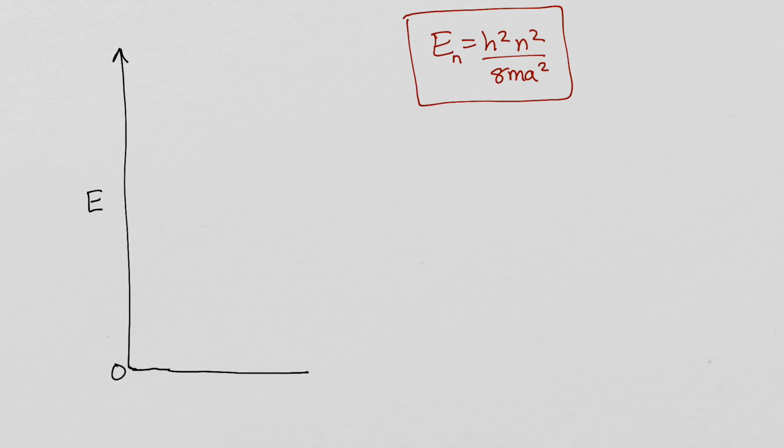Okay, so let's look a little bit closer at our energy levels for the particle in a box problem. We have our energy expression, our quantized energy levels for the particle in a box. The first thing we want to think about is what's our minimum energy level?